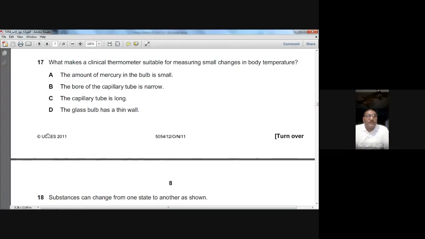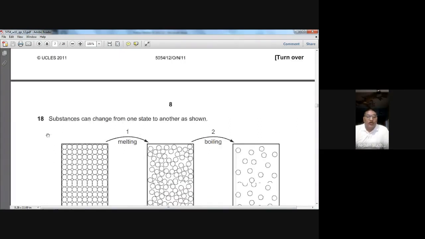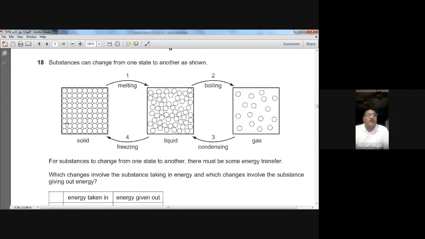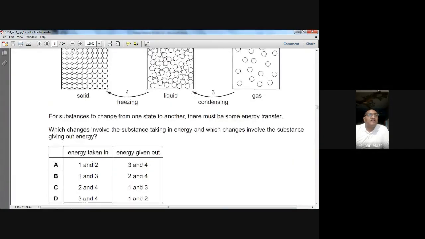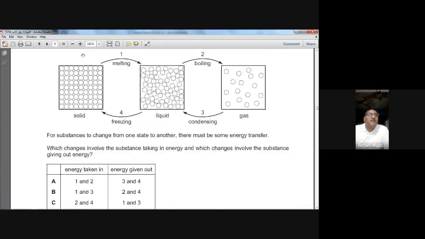So B is the option. On your screen, we have question number 18. Substances can change from one state to another as shown in the first process, melting, second process, boiling, third process, condensing, fourth process, freezing. His question is, let me reduce the size a little bit so you can see all the question.